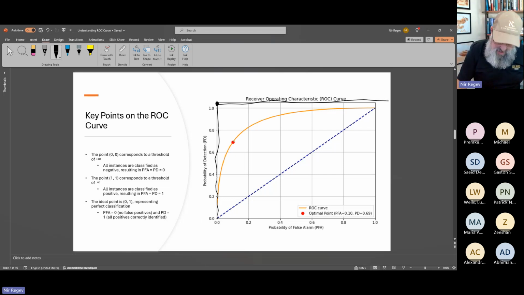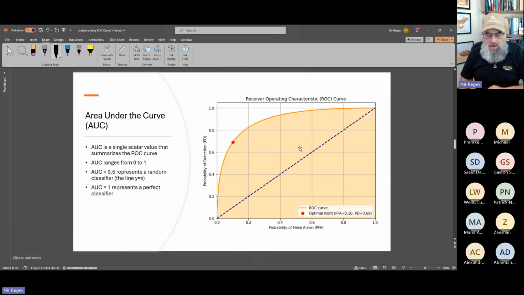Usually we will get a concave shape like this, and we will have to choose our operating point on this curve. And what does it mean to choose this point? It means to set a threshold gamma to be, let's say, gamma naught. The optimal point, for example, in this case that we chose, is PFA of 0.1 and PD of 0.69. So that will be the performance of this classifier if we set gamma to be gamma naught.